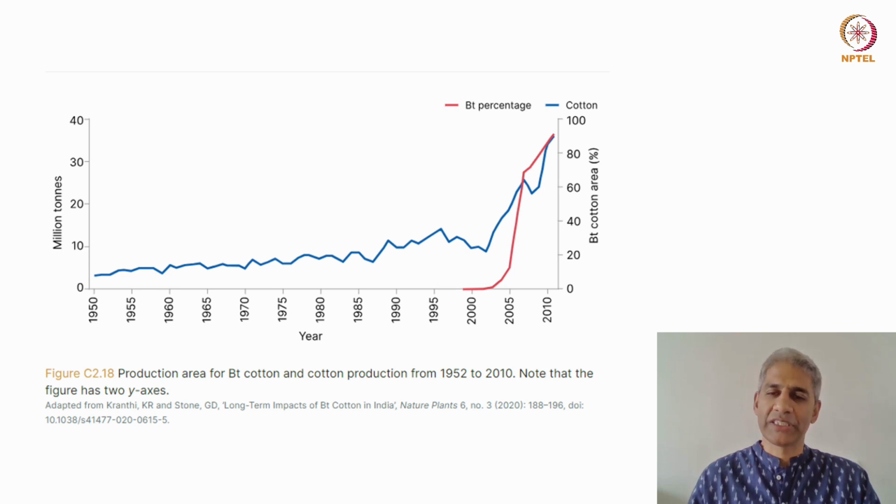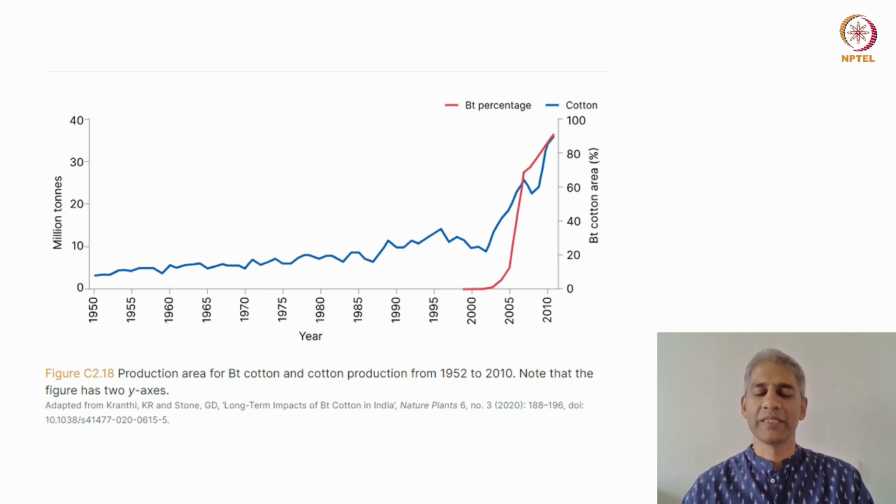So now the question is, did this jump in the amount of cotton being grown in India, or the yield, could that be attributed to Bt cotton or not? This is a classic case of, is it correlation or is it causation? And so let's look at this in a little bit more detail.